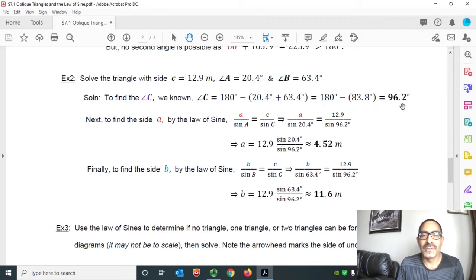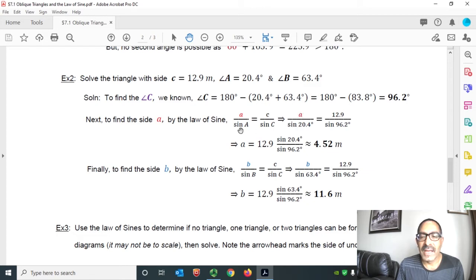That's one of the solutions. Great. Now we need to find two other sides, side A and side B. We already know side C is 12.9 meter. So next, to find side A, let's apply the law of sine. Here, we know these two ratios are equal. Side A over sine A equals side C over sine C.